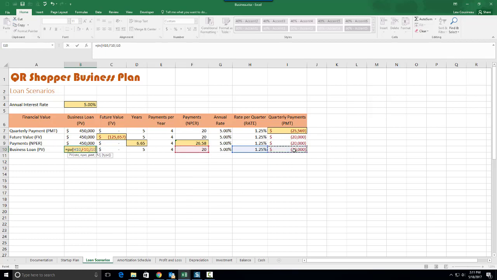What's my payment? Again, the $20,000. Is there a future value? Nope. I'm trying to pay this off. That was the whole point. I'm paying it off. No future value. And the type is 0. Parenthesis, and we're done. So we hit enter.